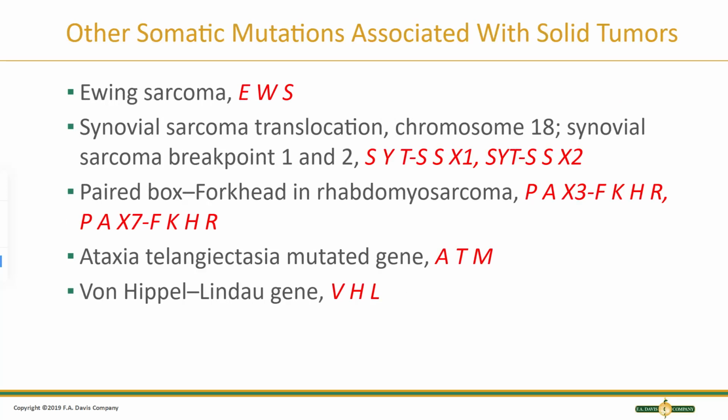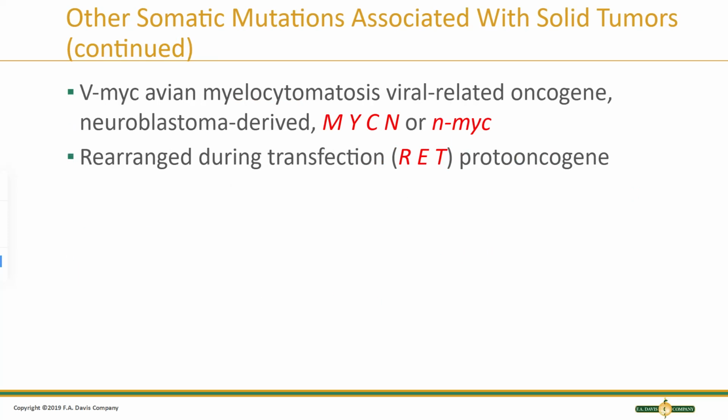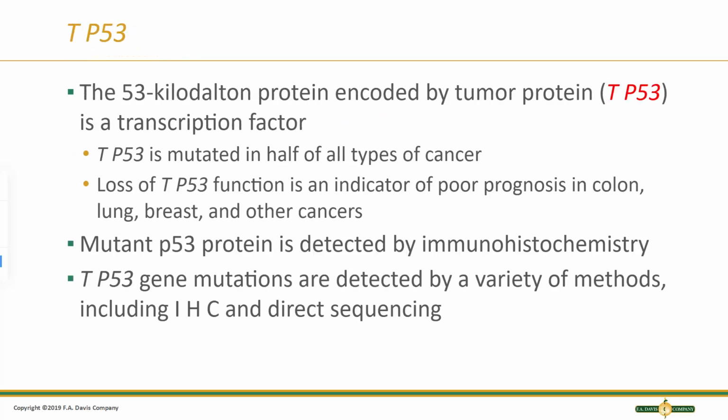Ewing sarcoma, EWS, synovial sarcoma translocation, chromosome 18, synovial sarcoma breakpoint 1 and 2. So that's extended out there. Paired box forkhead in rhabdomyosarcoma, ataxia telangiectasia mutated gene, von Hippel-Lindau gene are other somatic mutations associated with solid tumors. RET, rearranged during transfection, is another example.